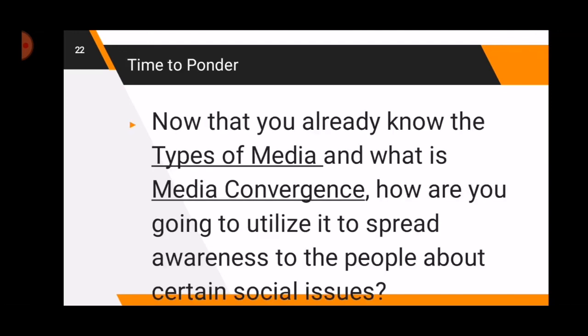All right. So time to ponder. Now that you already know the types of media and what media convergence is, how are you going to utilize it to spread awareness to the people about certain social issues? Paano ba natin gagamitin yung ating kaalaman tungkol sa media and media convergence? So you may now start answering the activity on page 29 from your module, wherein you're going to design a campaign plan to spread awareness about certain social issues. And I will be sending a list of social issues that you may use or research so that you can answer the activity.